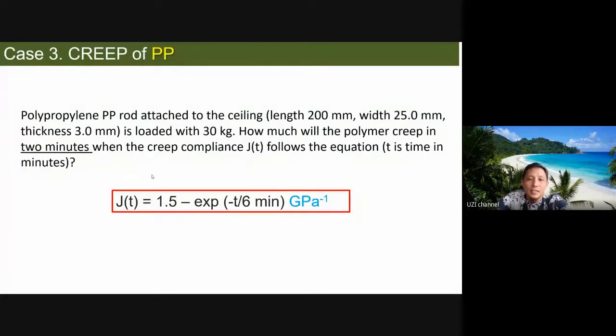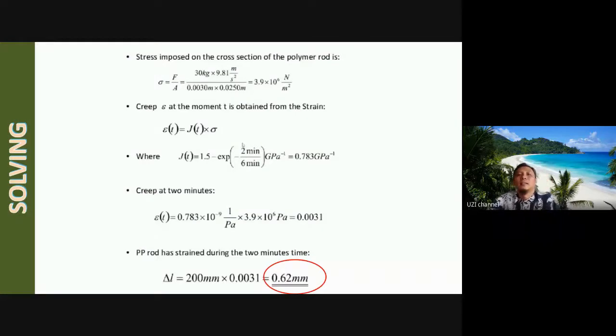Okay. The next example: how to calculate the creep of polypropylene. For example, a polypropylene rod is attached to the ceiling with a length of 200 millimeters, a width of 25 millimeters, and a thickness of 3 millimeters, and then loaded with 30 kilograms. How much will the polymer creep in 2 minutes when the creep compliance follows these equations? We can calculate this.